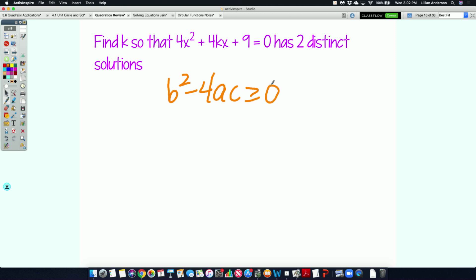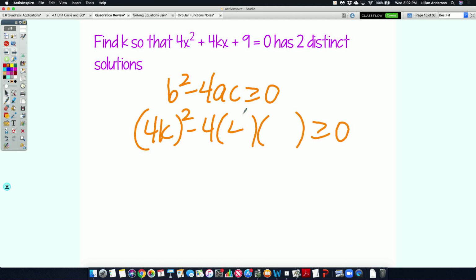Anytime it talks about the types of solutions or the types of roots, you know you're going to be dealing with the discriminant. What's b in this problem? 4k. So you need to square 4k. What's a? 4. And what's c? 9. And so then from here, you basically need to solve for k. Can you guys go ahead and solve for k? Don't forget with quadratics and inequalities, you can't just say k is equal to the numbers, because it's an inequality, okay?